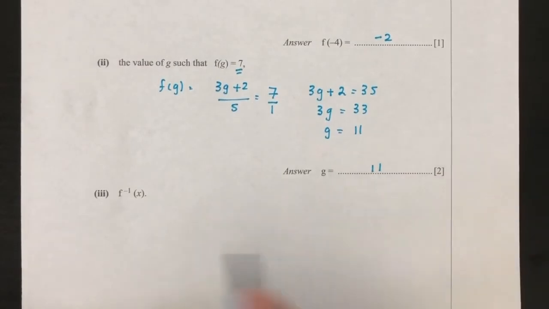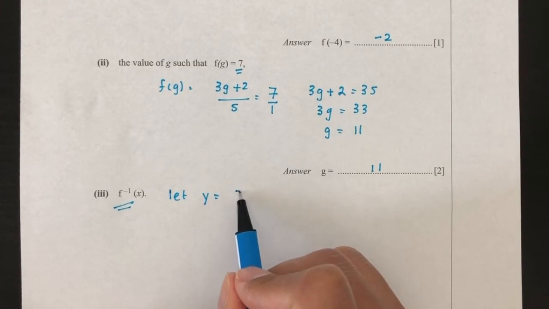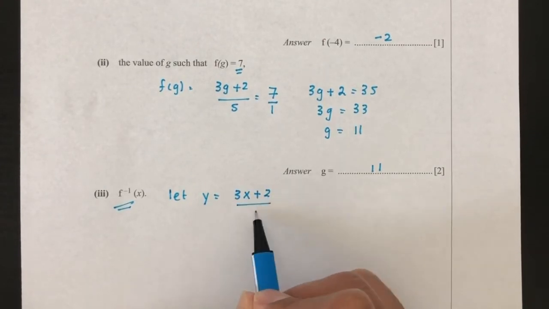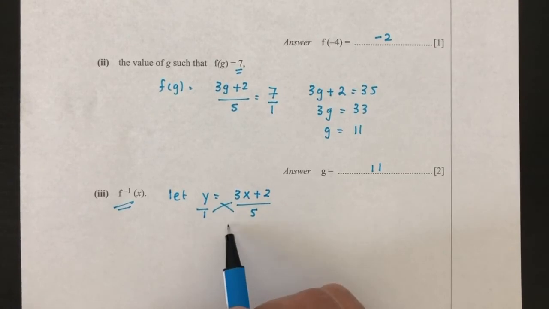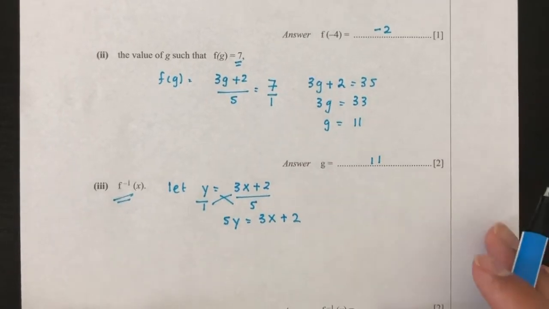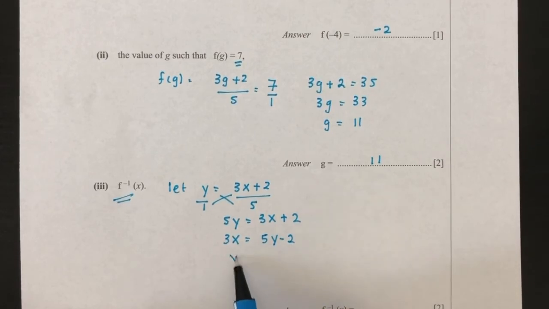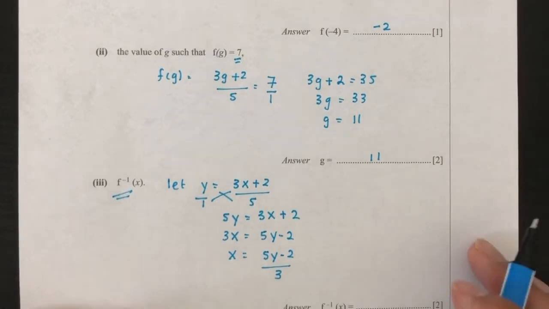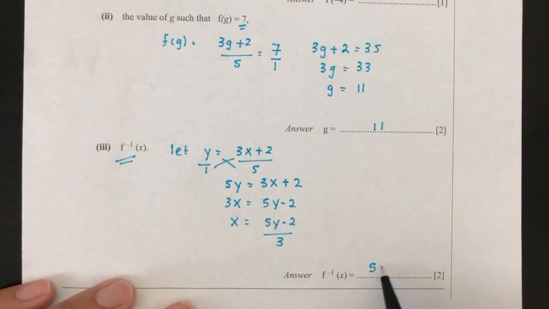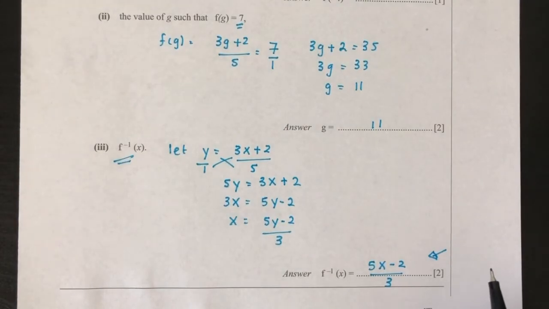Now part 3, find f inverse of x. So let y equal f of x, which is 3x plus 2 divided by 5. Cross multiply, that will become 5y equals 3x plus 2. Now we have to make x the subject of the formula. That will become 3x equals 5y minus 2, so x will be 5y minus 2 divided by 3. Now since this is in terms of x, you have to change y to x. That will be 5x minus 2 divided by 3. Okay, so that will be your answer for part 3. And this is question number 9.